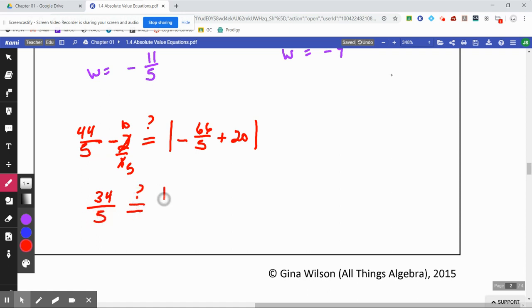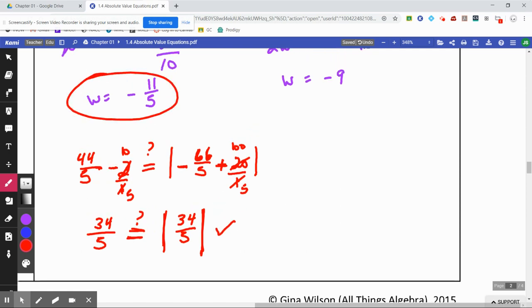Does that equal the absolute value? Common denominators here, multiply top and bottom by 5. That would be a 100 on top and a 5 on bottom. Negative 66 plus 100 would be 34 over 5. Does the absolute value of 34 over 5 equal 34 over 5? It checks out. This answer works. Let's try our other answer.